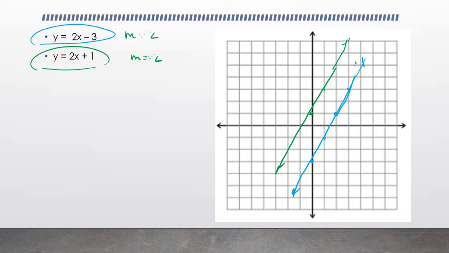Well, slope is 2 for both. So these are parallel lines. There are no solutions. There's not a single point on the green line that is also on the blue line. No solutions. We call these inconsistent.